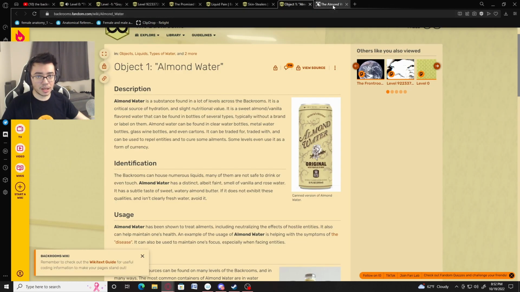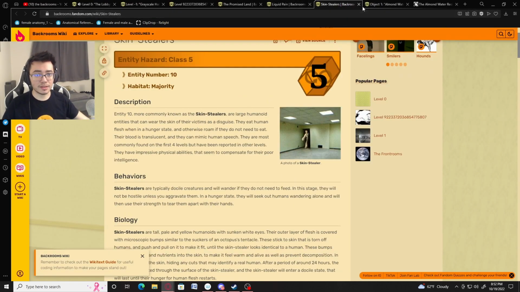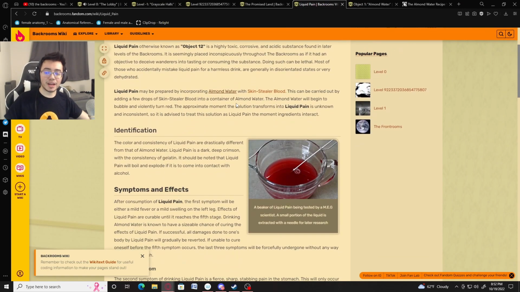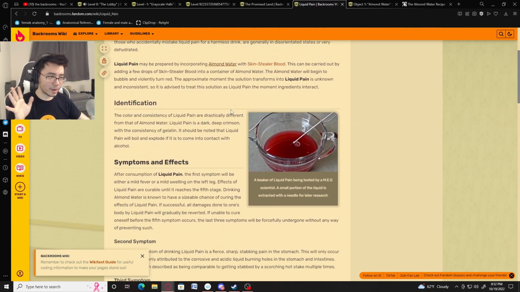We'll close this stuff out. I'll keep that almond water there just in case. Skin stealers, we don't need anymore. So liquid paint. We were talking about liquid paint, but we got into a huge rabbit hole about this.